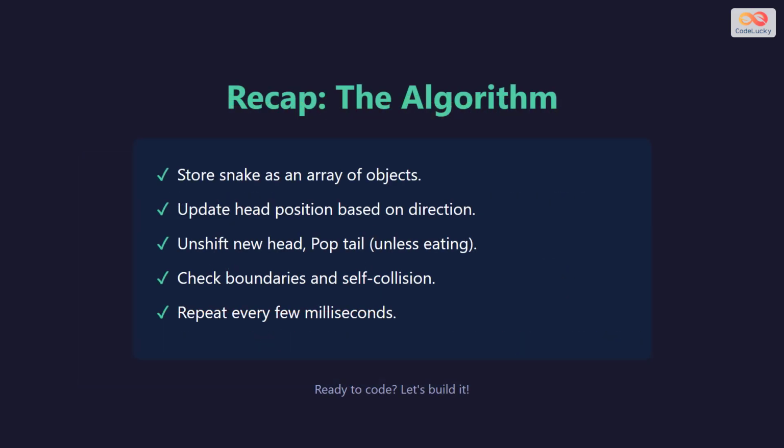So, to recap the logic, we store the snake as a list of points. On every timer tick, we calculate a new head position based on direction. We add that new head to the front of the list. If we ate food, we keep the tail, otherwise, we remove the tail. Then we just check for collisions. With these simple steps, you have the complete logic for the snake game.